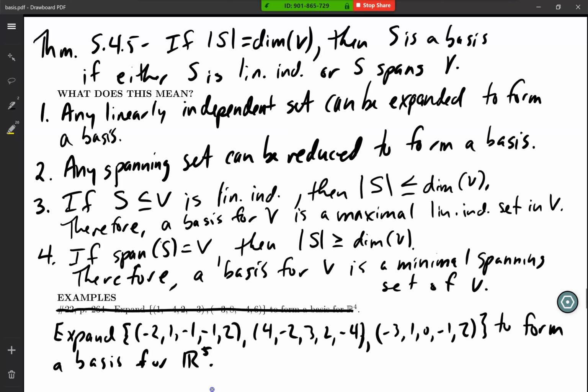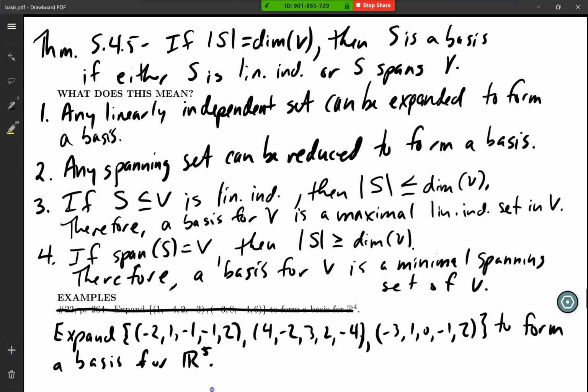So that's all this theorem is saying: if you have a set of vectors that has the same size as the dimension of the vector space, think about it in terms of how we check it. If you're going to put it in a matrix, well, you started with a square matrix to start with, right?